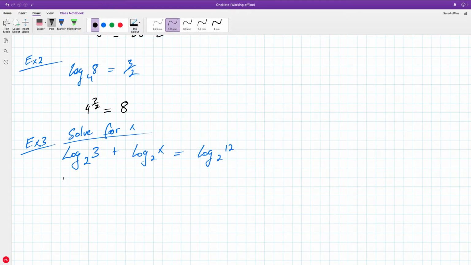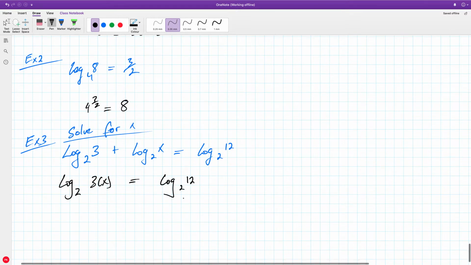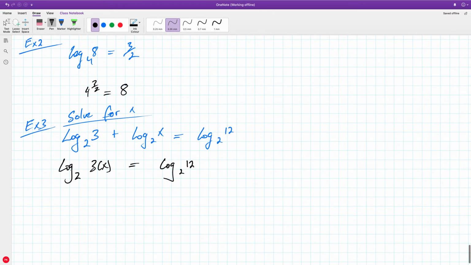So as I said, the log of 3 by x to the base 2 is equal to the log of 12 to the base 2. Log 2 either side. 3x equals 12, x is equal to 4. Right, same again, solve for x.